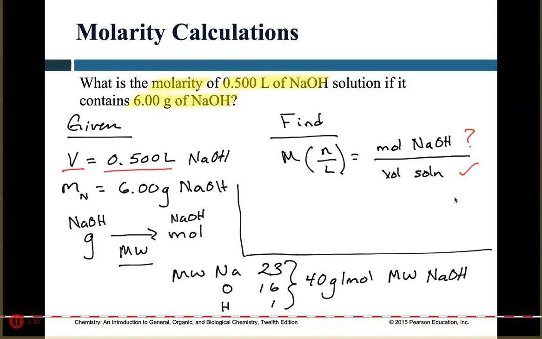So let's finish this off now. We know where we're going. We need to get to moles of NaOH. I know I have 6.00 grams of NaOH.